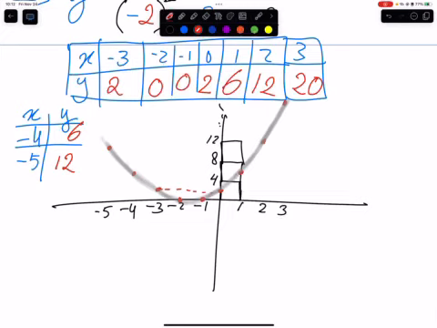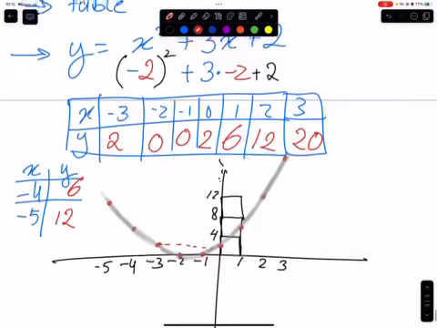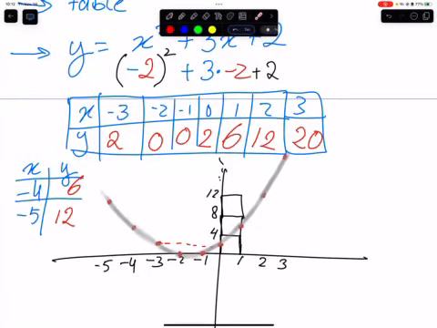The next thing you also need to know are the 0 points. What are the 0 points? It can be negative 2, 0, yes, and negative 3, 0 here.